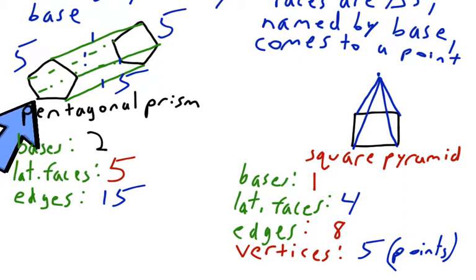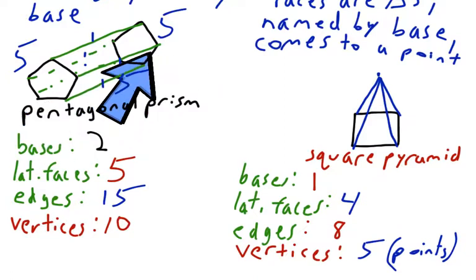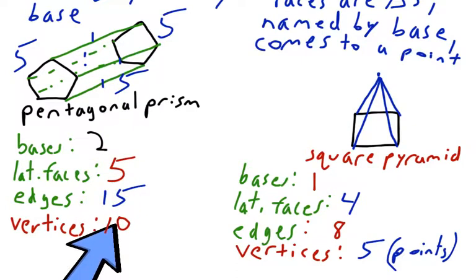Let's count over here on this one. We have 1, 2, 3, 4, 5, and then 1, 2, 3, 4, 5. So we have 10 vertices on this one, so 10 points. Did you find a shortcut with that? Well, yeah, you have 2 bases on a prism. So however many sides are on your bases tells you how many points you have. So it's just 5 times 2, which gives you 10.